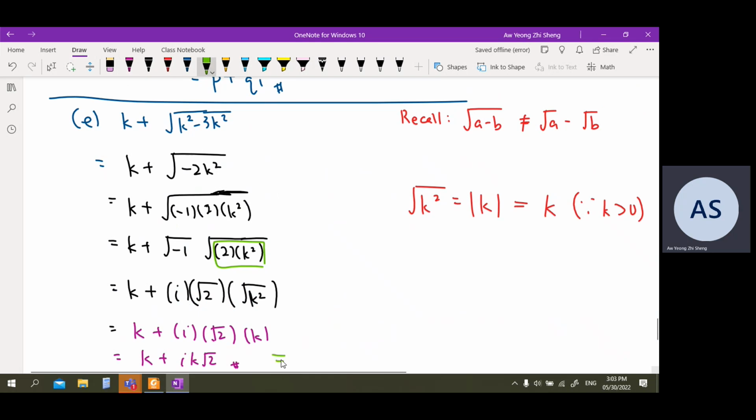Of course, if you prefer to write your i at the back, like k plus k surd 2 with an i at the back, this is also fine. If you prefer to write your i at the back, make sure that your i is written a bit of distance away from the surd 2, so that it's clear that your i is not contained in the square root. Okay, so this is question 1 done, and now we'll move to question 2.